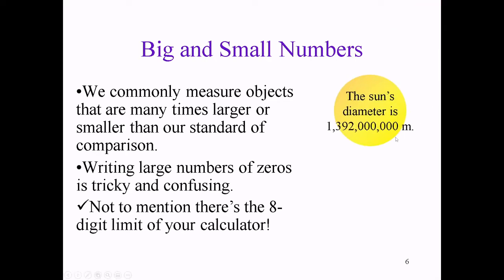So some examples of really large numbers. The sun's diameter is 1,392,000,000 meters across. And a really small number, an atom's average diameter is only 3 billionths of a meter across.